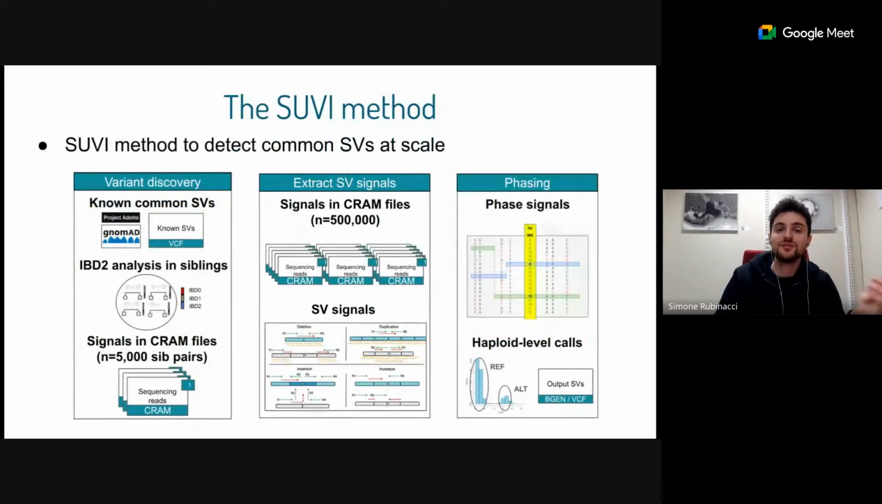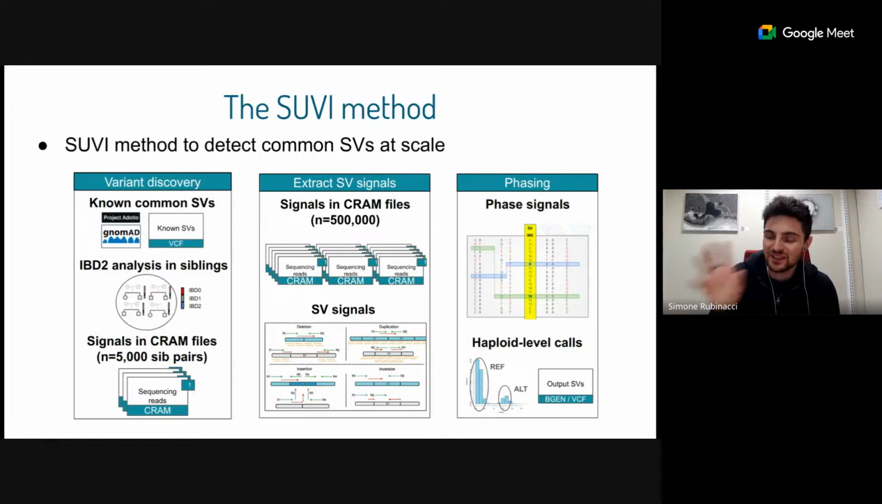So we developed a method for this, called SUVI, to perform such analysis in the UK Biobank. In short, the method has three main components. First, we detect structural variants, then we extract these structural variant signals across all the BAM files, and finally we perform coding of structural variants using haplotype phasing.